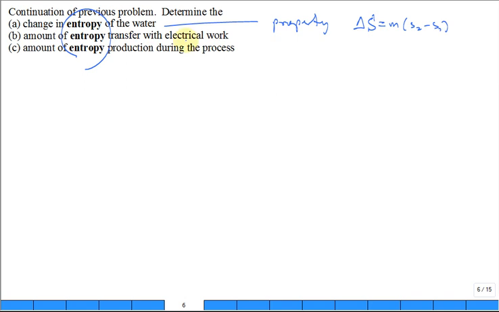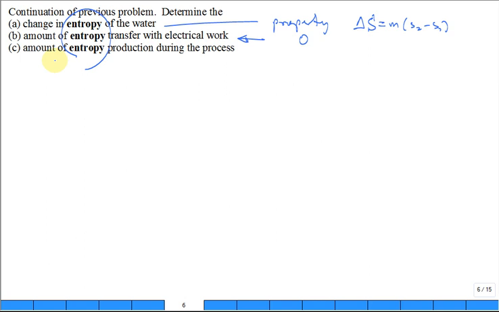The amount of entropy transfer with the electric work. We talked about that last time. What was the answer? 0. And it's an idea that entropy can be transferred with energy, but only with heat transfer, not with work transfer. Entropy is a measure of disorder on a molecular level. All right. So this was 0.